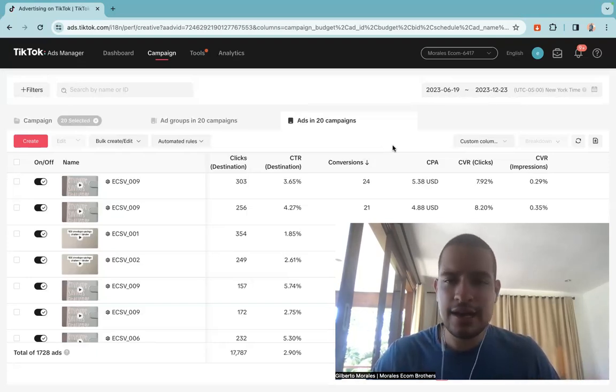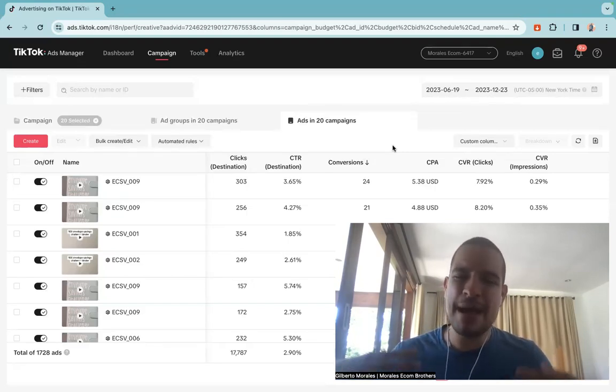So yeah, guys, this is what you want to do in order to be very profitable. Keep that momentum. Keeping that momentum is very important.